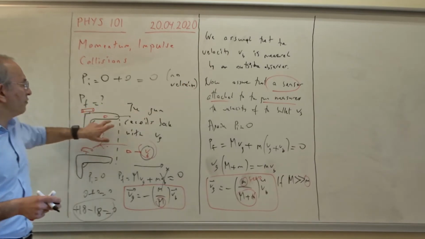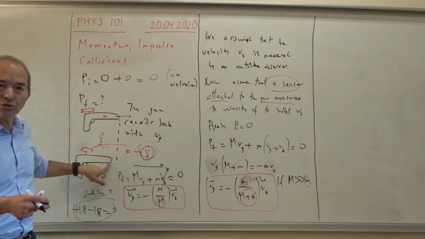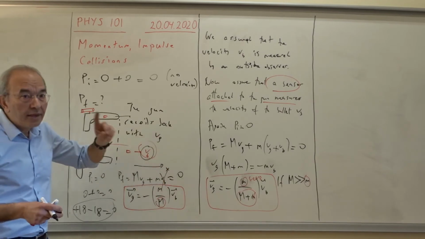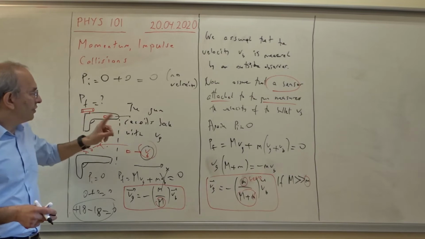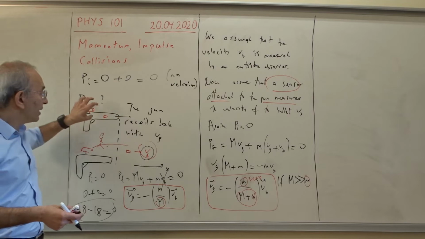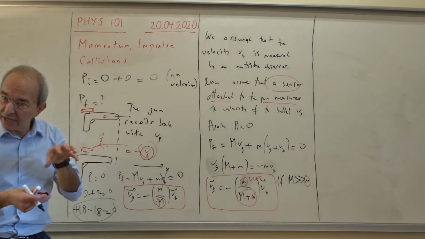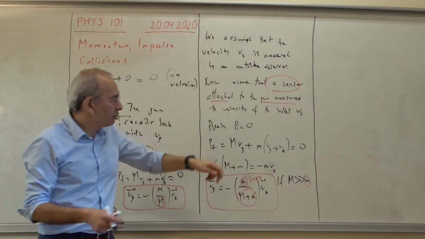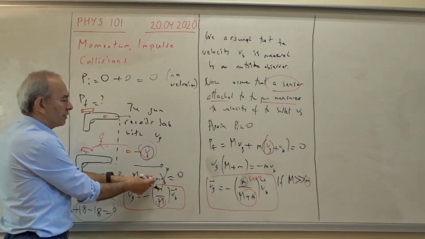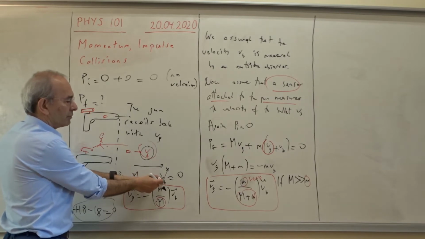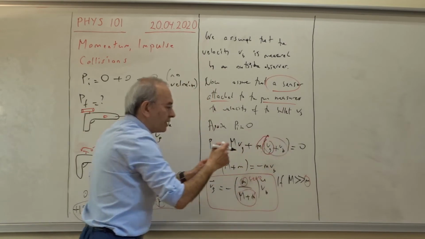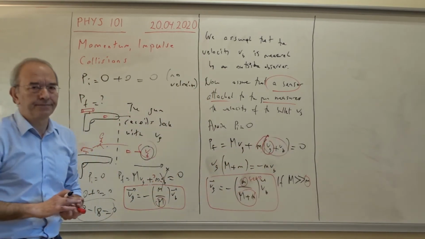If the speed Vb is measured by an outside observer, the basic rule applies, and it is a simple result. If, however, this velocity is measured by a system which is attached to the moving gun, then you should be careful and take into account this term as well, which was absent here. It is not M times Vb only, but M times (Vg plus Vb). This is the main difference.